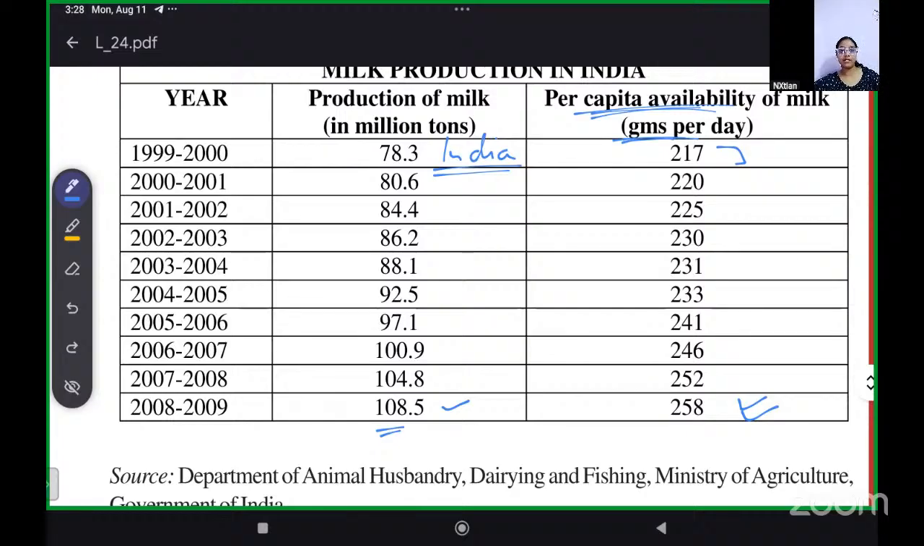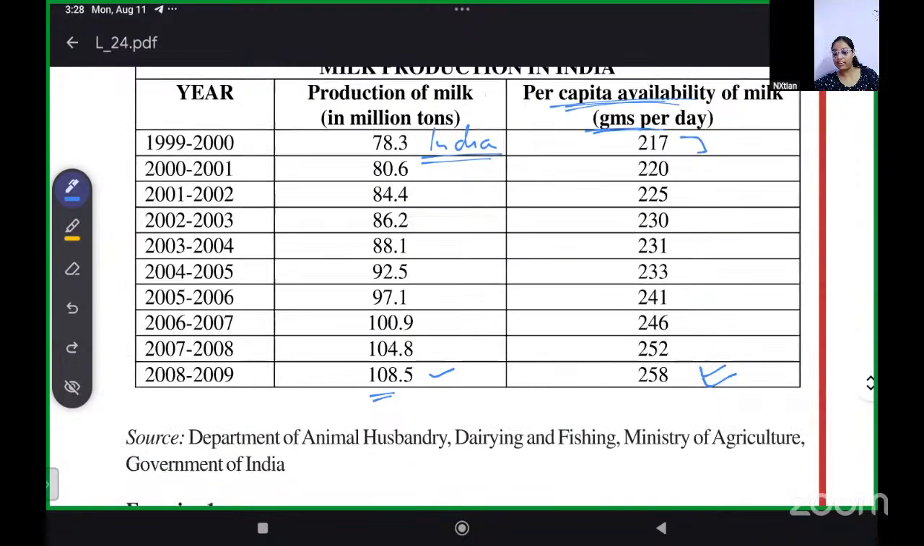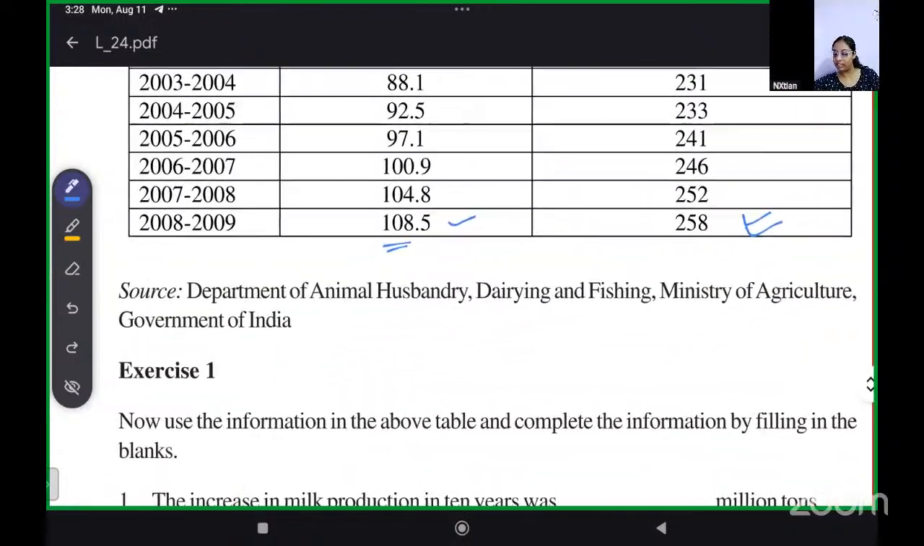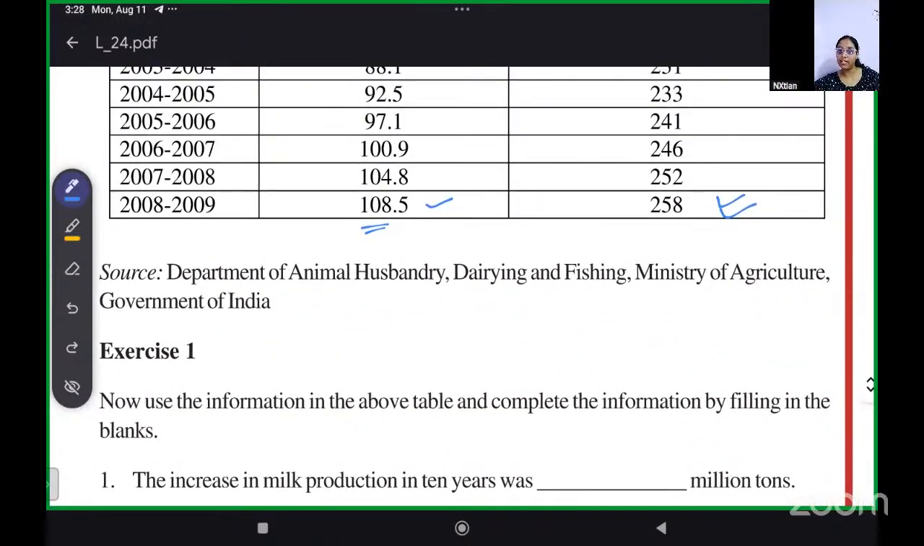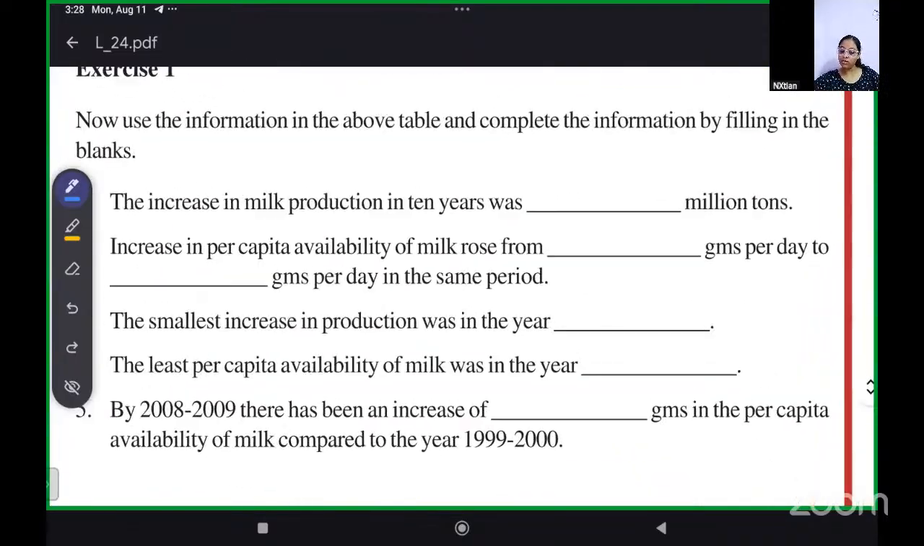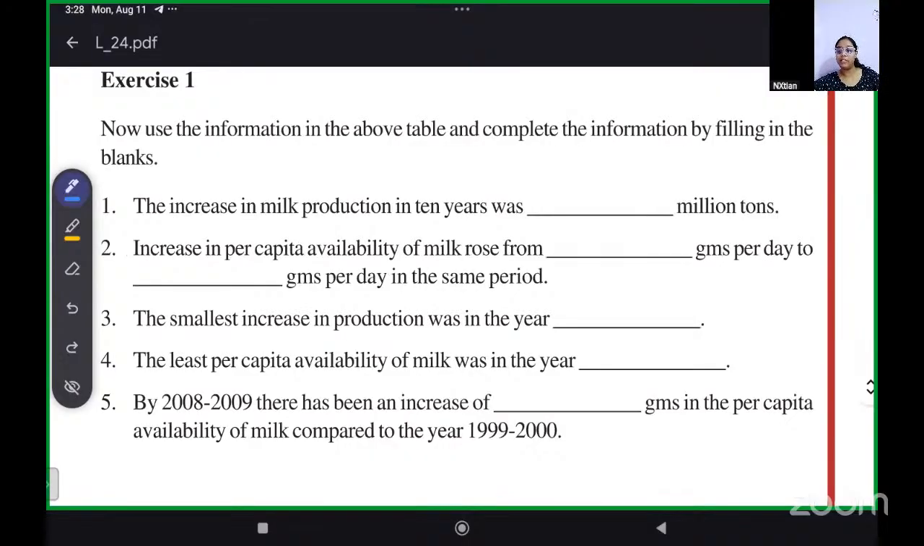And also the population is growing. And we have a good increase in the production of milk in the country. This data is from the Department of Animal Husbandry, Dairying and Fishing, Ministry of Agriculture, Government of India. There is a government source from which we have got this data. Now, use the information from the table and complete the information by filling the blanks. The increase in milk production in 10 years was dash million tons.